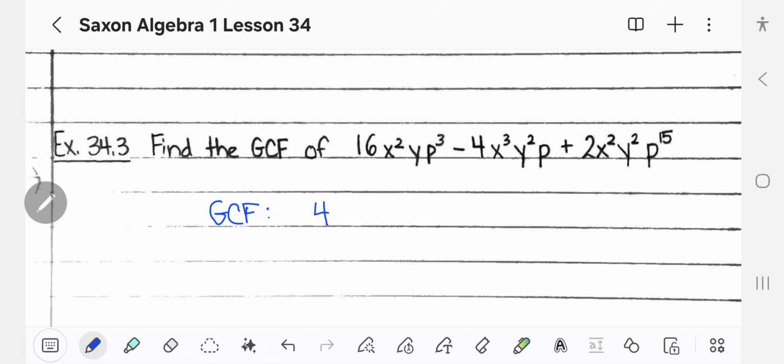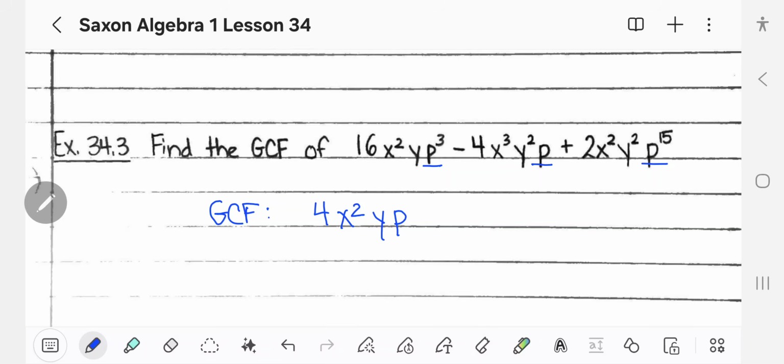Now we're going to look at our variables. That's the new part of this lesson. We're going to look at x's. And it looks like they have an x squared in common. And then we'll look at our y's. We have a y squared, and a y squared. Just that one y in common. Now we're going to look at our p's. P to the 3rd, p to the 1st, p to the 15th. That's just going to be a p to the 1st.